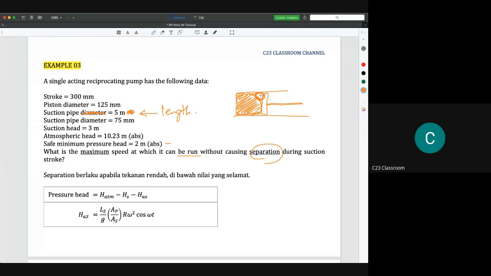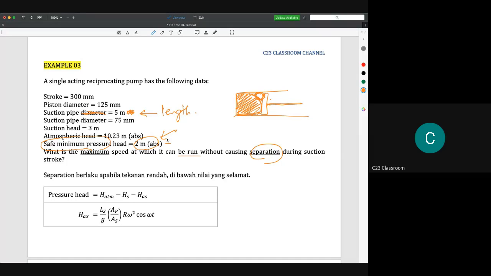So that's why in this question, they give you the safe minimum pressure head. So it is 2 meters absolute, meaning if the speed creates pressure less than 2 meters, or the piston speed is too high and it starts to give pressure less than 2 meters, that speed will create a separation, leading bubbles or air to flow inside the piston space.